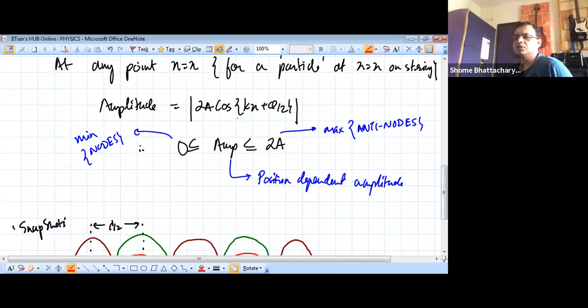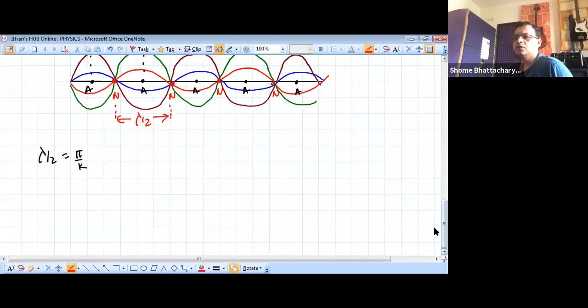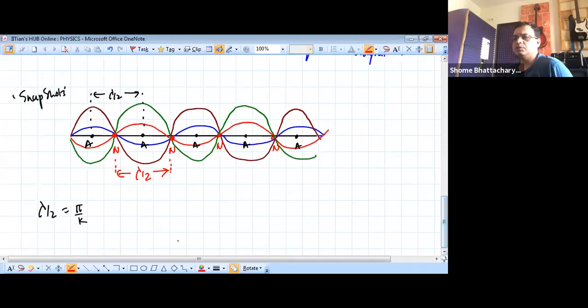Because those are the positions where cos kx, sorry, your antinodes are. Those are the positions where cos kx is either 1 or minus 1. Whereas your nodes are where cos kx would be 0. So that is, kx should be equal to pi by 2, 3 pi by 2, and so on. So x should be equal to lambda by 4, 3 lambda by 4, and so on. So that's something we've already seen.